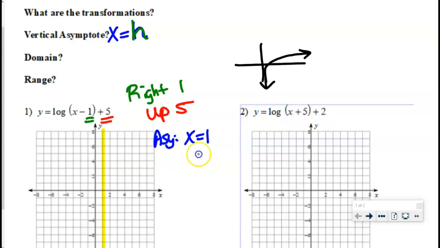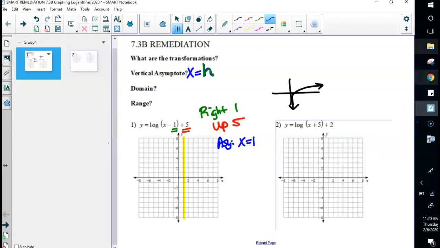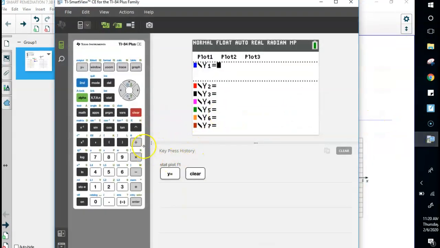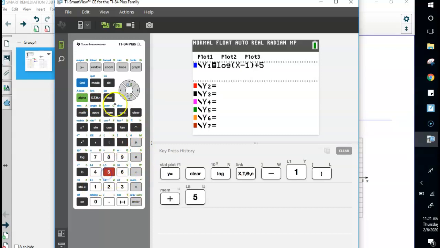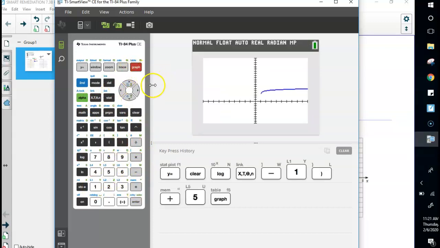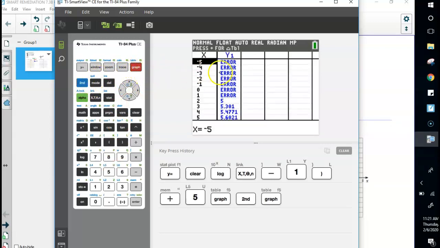Because when I go to my calculator and I ask it to graph this function, log of x minus 1, plus 5. All right, calculator. So log, down here, and then x subtract 1, close the logarithm before you plus 5 on the end. That is not at all what this guy looks like. And maybe I'll go to my table and I'll try to find some points.